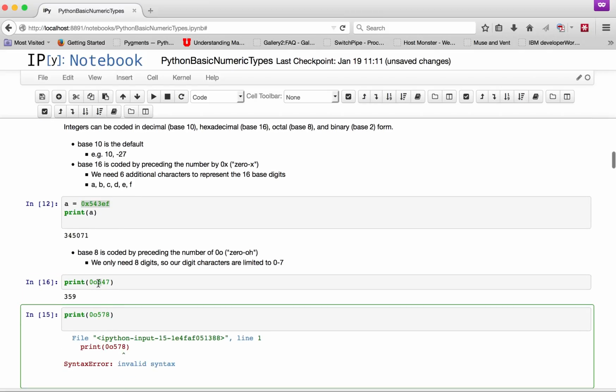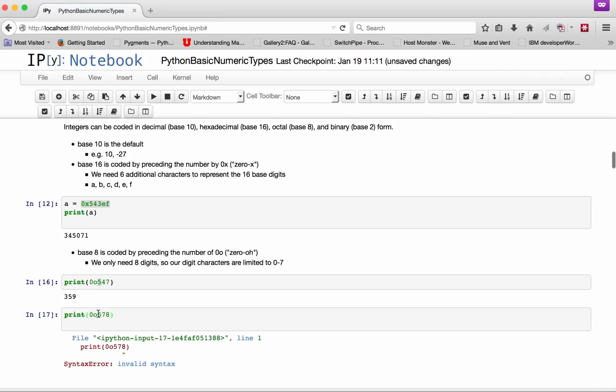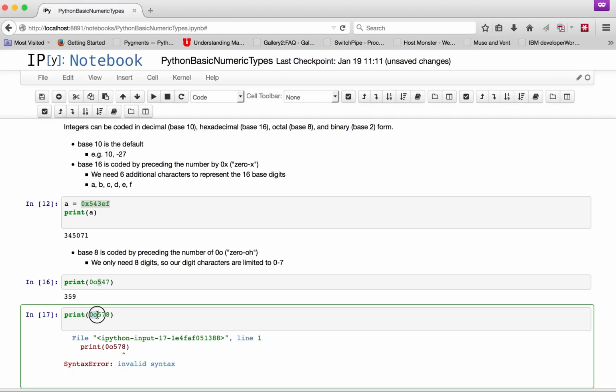Now, if I try to create an octal number with a digit 8 or 9, I'll get an error because I can't form an octal number, which is what the computer is expecting here due to my 0, 0, using the digit 8.